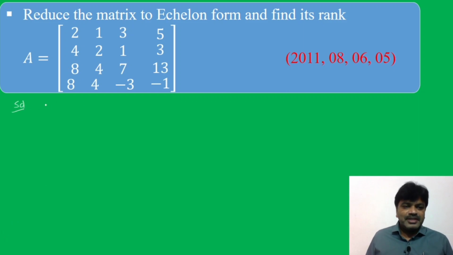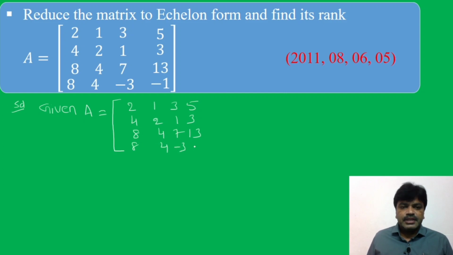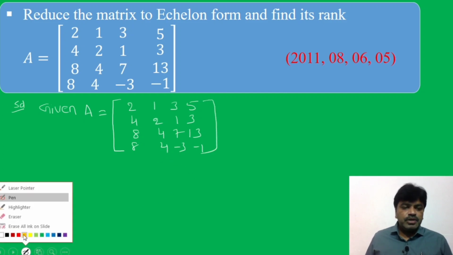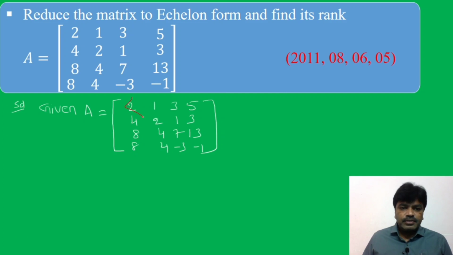First you write the given matrix A, that is equal to 2 1 3 5 4 2 1 3 8 4 7 13 8 4 minus 3 minus 1. This is the given matrix, friends. What I told you, you make the below-diagonal elements 0.